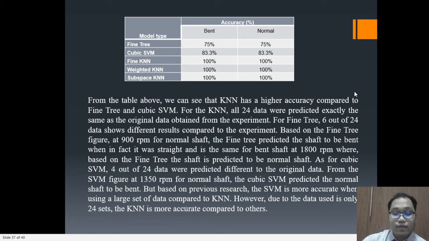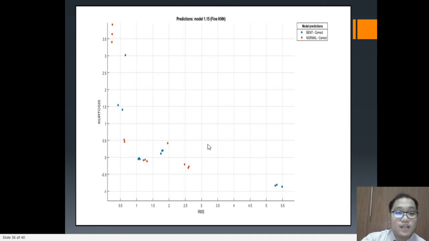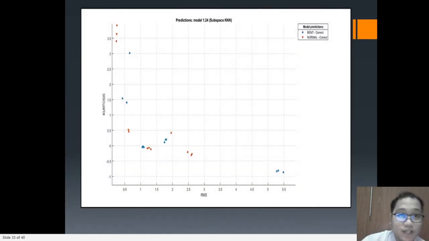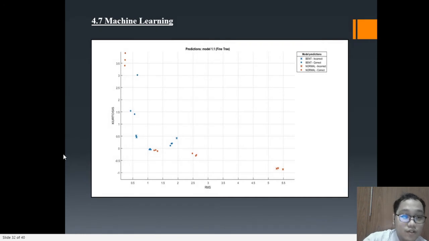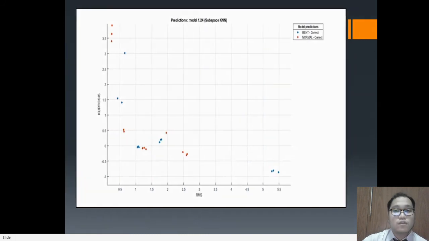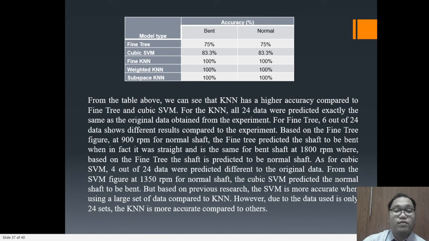For all the KNN, all of the 24 data here was predicted to be precisely the same as the original data obtained from the experiment. For the fine tree, 6 out of 24 data were predicted to be different from the results obtained from the experiment.